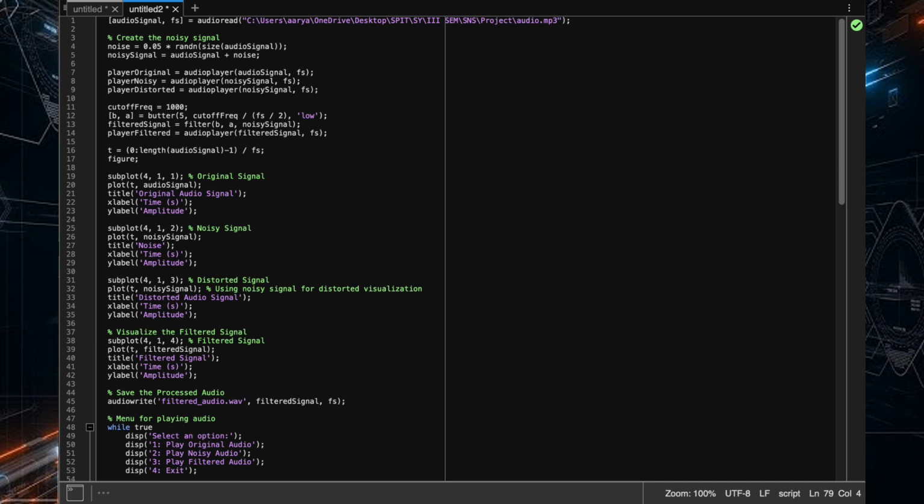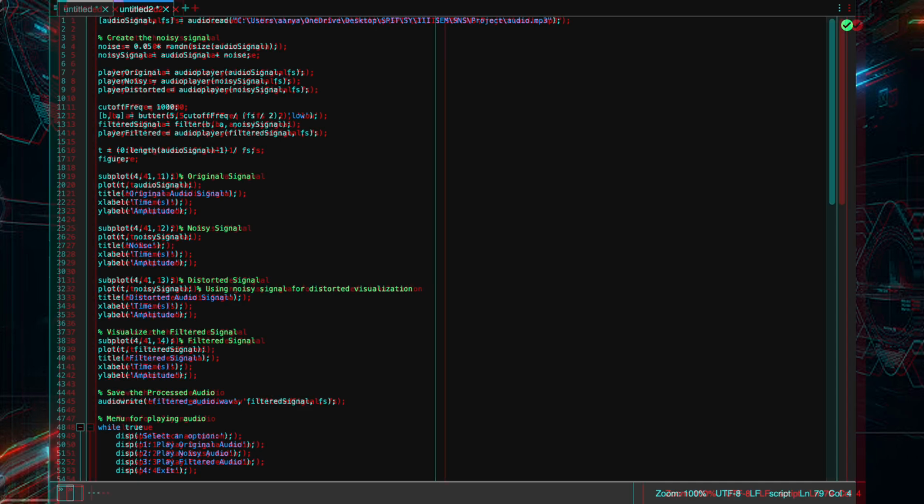The audioread function calls the audio file, performs analog to digital conversion, and stores the audio data and its sampling frequency. Some audio players are defined to show the output, and the filtered audio is saved. The remaining code stays the same.